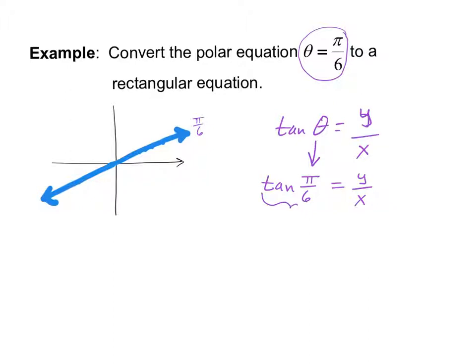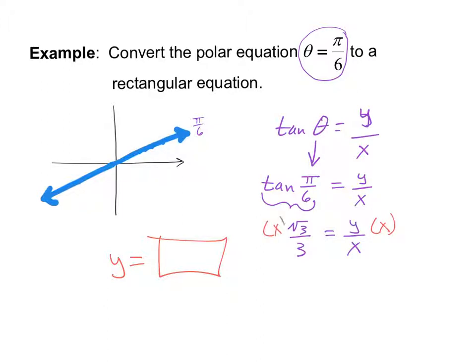And I know from working out on the unit circle that the tangent of pi over 6 is radical 3 over 3. So now I've got an equation that only has x and y in it. Now, if I'm going to rectangular coordinates, remember that we want something that looks like y equals some stuff. So all I need to do to make that happen here is multiply both sides by x, and my x's cancel, and I get y equals radical 3 over 3 times x.